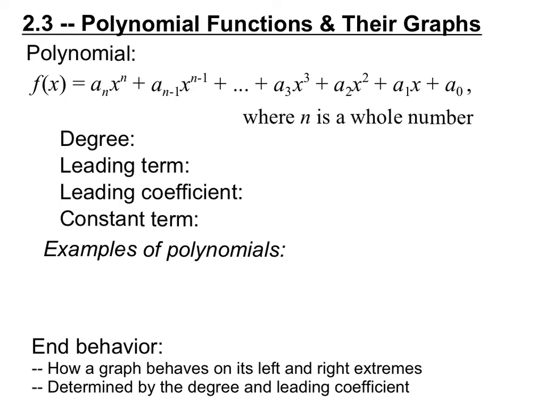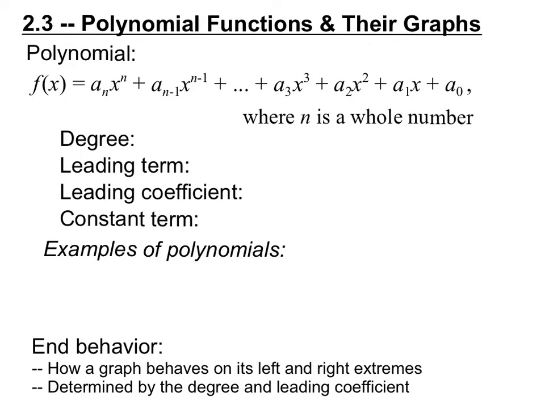A polynomial is a function of this form: a sub n, which represents a coefficient, times x to the nth power, plus another coefficient times x to the n minus 1 power, plus dot dot dot, plus, and then you have an x cubed, an x squared, an x, and a constant term. We just have to make sure that the exponents on the x are whole numbers.